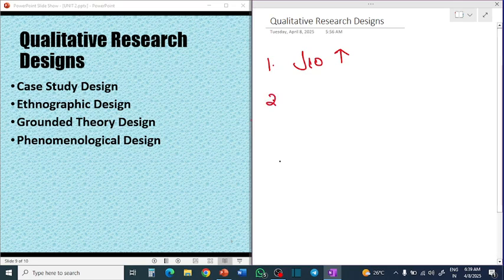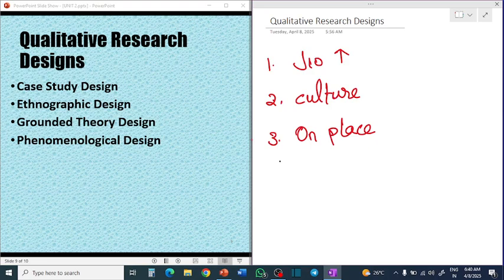Second, we come to ethnographic. Ethnographic is when a person remains in a culture and studies that particular people. If we stay with tribal people and study them, it is known as ethnographic design. Third, we go to grounded theory. On that particular place, what happened, that is known as grounded theory. You will see in Netflix, documentaries are made mainly based on grounded theory design.